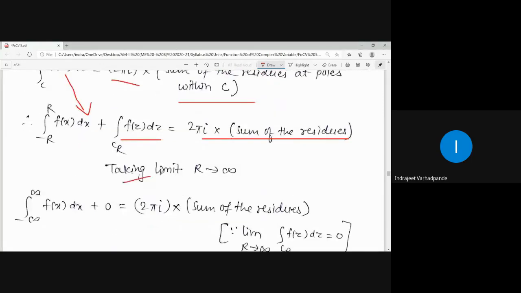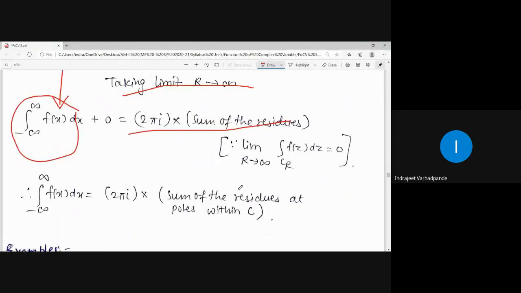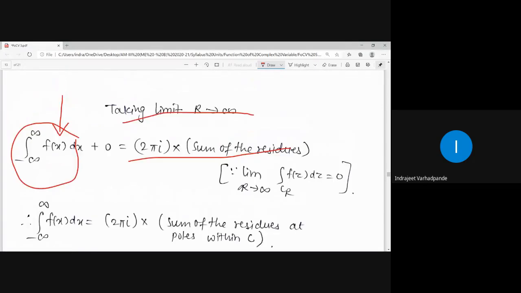But taking the limit as r tending to infinity, this is converted to the integral from minus infinity to infinity of f of x dx. The other integral always vanishes to 0, because for a very large radius the value of the function will be equal to 0. Therefore, our original question is only left with 2 pi i times the sum of the residues at poles within C. Is this point clear? Any difficulty up till now?